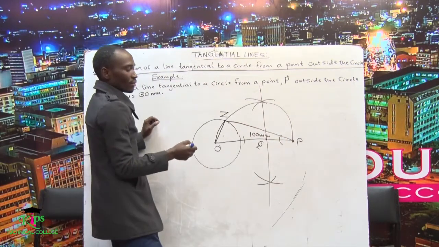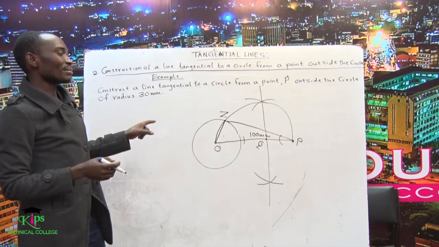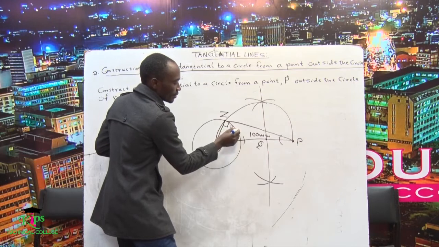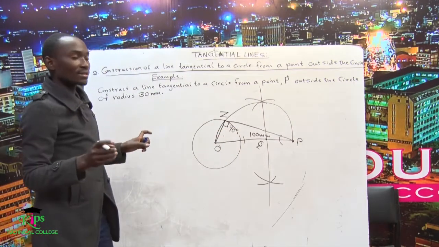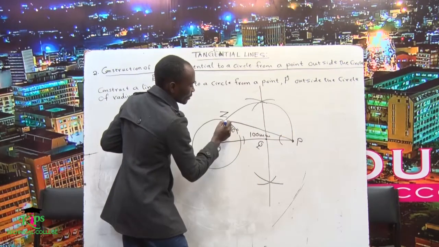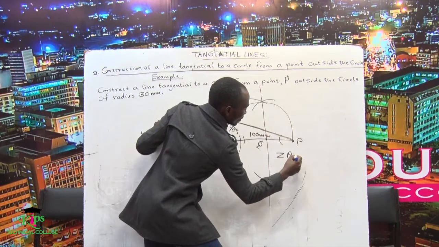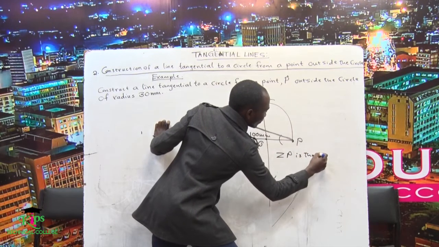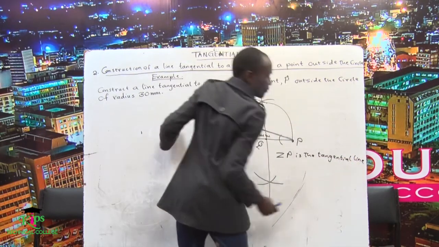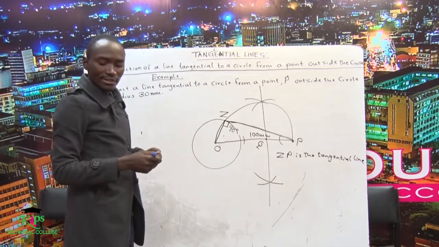So we said that all the angles in a semicircle at this point, this is usually 90 degrees. We said that in our previous lessons. So this is my tangential line. ZP is the tangential line. So let's get to construct.